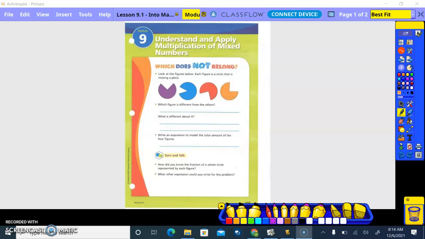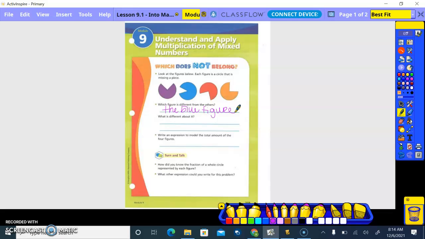Each figure is a circle that is missing a piece. Which figure is different from the others? So which color? The blue, right? What is different about it? So why does it not belong? It has a smaller piece missing, right?